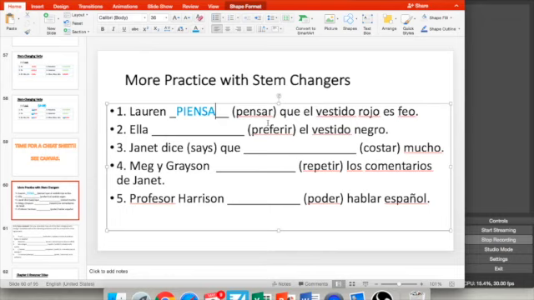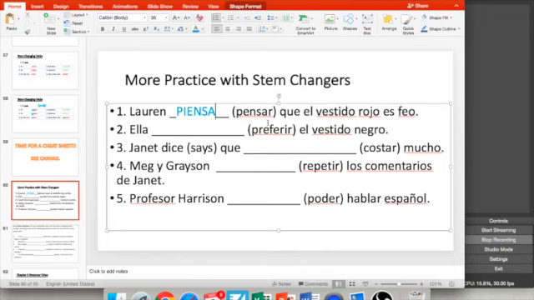So first we need to know what kind of stem change it has. Again, you can ask yourself, is it an O to UE? Nope, doesn't have an O. Is it a U to UE? Nope, there's no U in there. That means it has to be either an E to IE or an E to I.